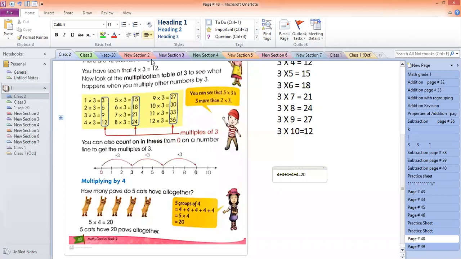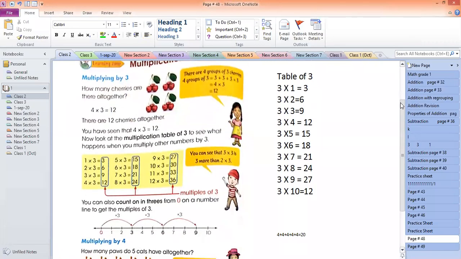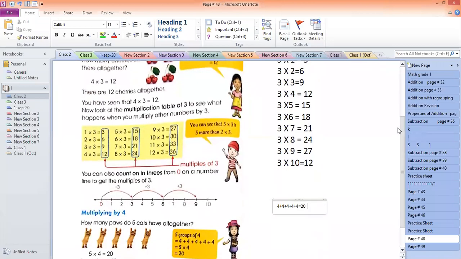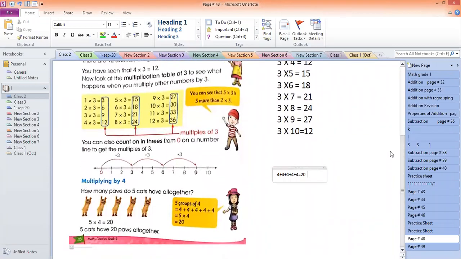Today, what did you learn? You learned about the multiplication concept, when you have objects in a number of groups of equal size. Either you can add them one by one, or you can just write how many groups are there and how many individuals are in one group, and multiply both. For multiplication, you should know the tables. I wrote a table of 3 for you, and then we are going to learn table of 4, table of 5, inshallah.